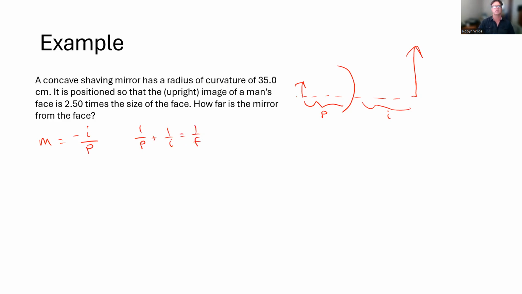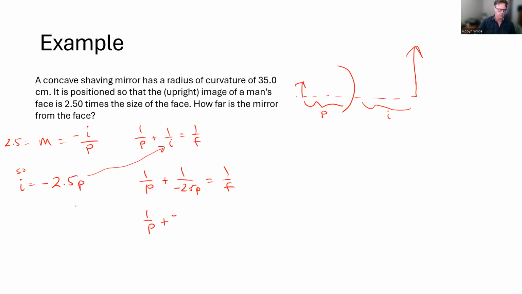I'm going to have to combine these equations. Now I know that M is 2.5, so I can solve for I. It's just negative 2.5 P. Then what I'm going to do is plug this in to this equation to give me 1 over P plus 1 over negative 2.5 P is equal to 1 over F. Now I should be able to solve this in terms of the focal length, right? And to do that, I could write this as 1 over P plus, or actually negative. You could write it as minus, right?